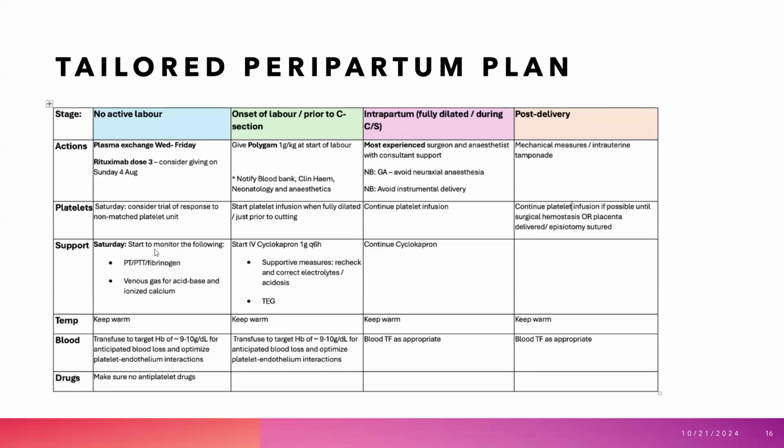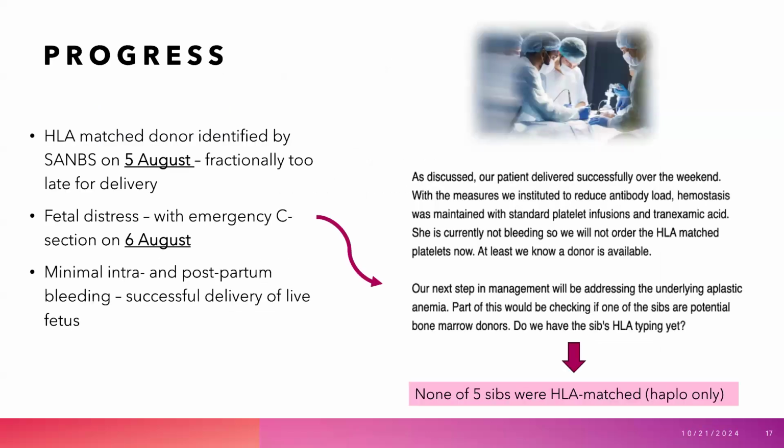So we were trying to get HLA matched platelets, but actually they did not arrive in time for the delivery. So this patient had non-matched platelets and actually did really well. And then we also thought about monitoring her other coagulation parameters to optimize hemostasis, as I've mentioned.